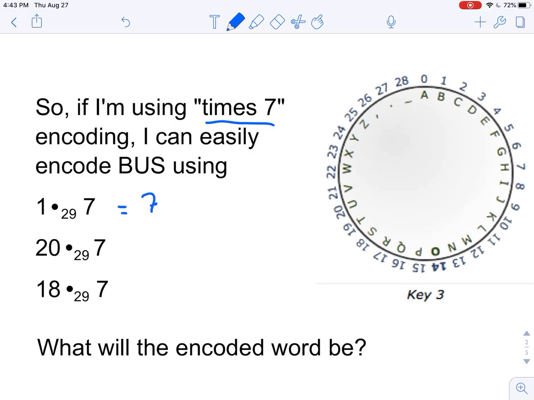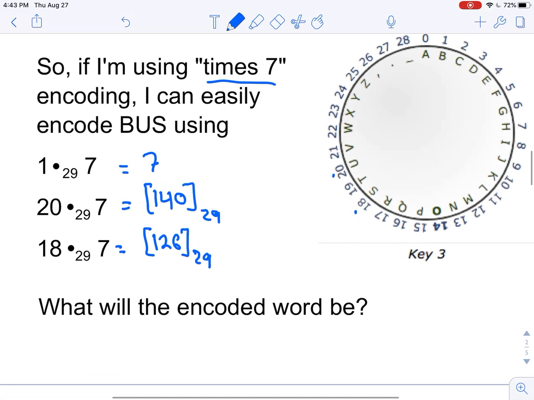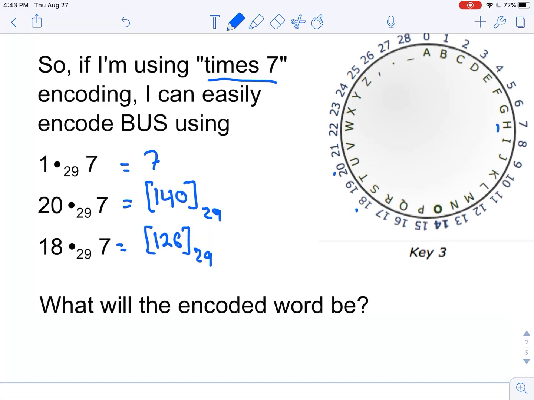1 times 7, of course, is 7. 20, that corresponds to the U, of course, and 18 was the S. So 20 times 7 is 140, but I'm going to need to break that down into some mod 29 number, something that's in that set. 18 times 7 is 126, again at mod 29. Well, the 7's fine. When I say what's the encoded word, the 7's easy. It's going to be an H. But the other 2 letters, I'm going to have to do a little bit of math.